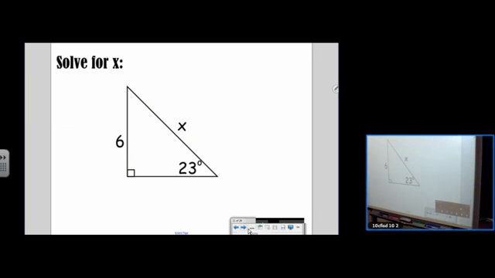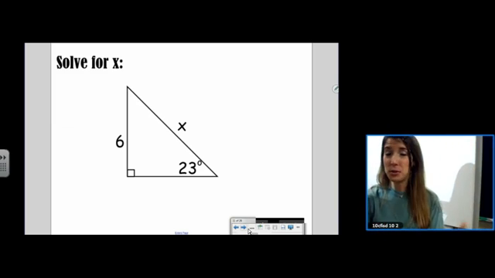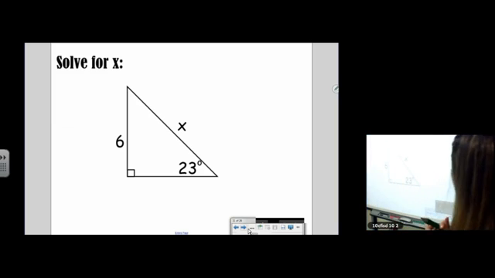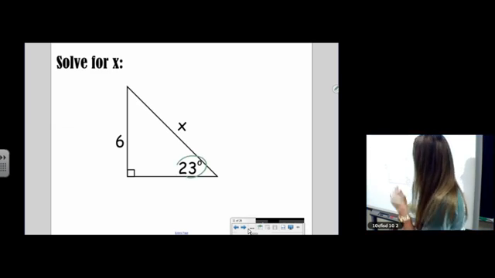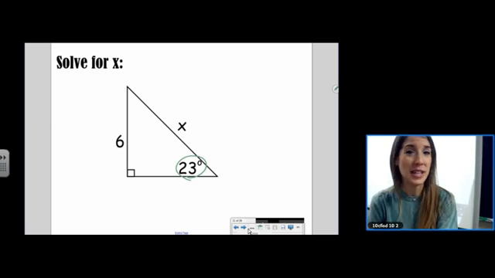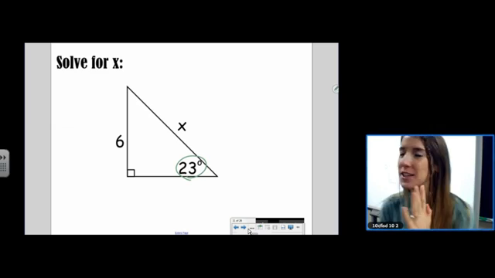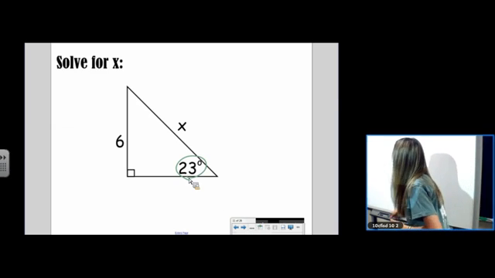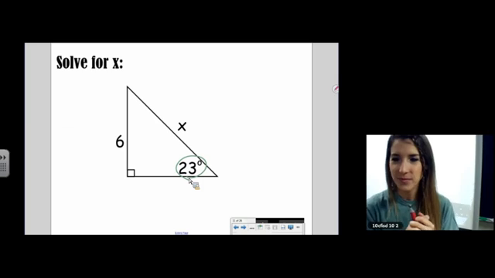Last one, solve for x. Oh no. Can't use Pythagorean theorem because I don't have 2 sides. Can't use 30, 60, 90 because that angle is 23. Can't use 45, 45, 90. Do you remember what to use when you can't use any of those things? You're right if you said trigonometry. You use trig. Go to your formula chart and find where those trig ratios are.